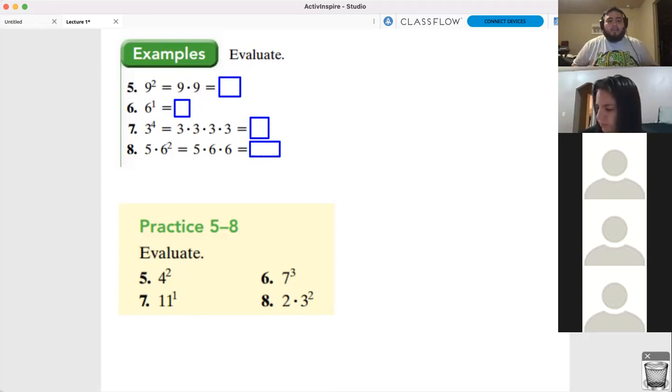All right, let's get started. So 9 to the second power, or 9 squared, is the same thing as 9 times what? 9, right? 9 times 9, 2 times. Well, this now brings out the multiplication that you need to work on. So 9 times 9 is just what? 81. So the answer to this one is 81.